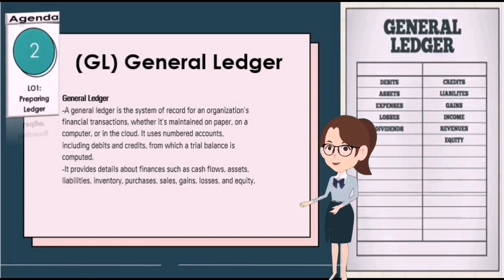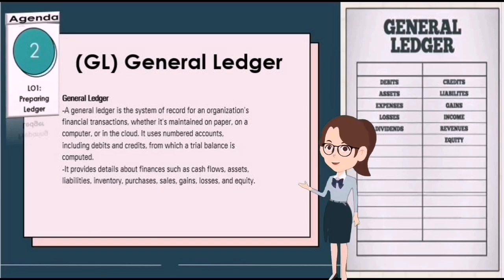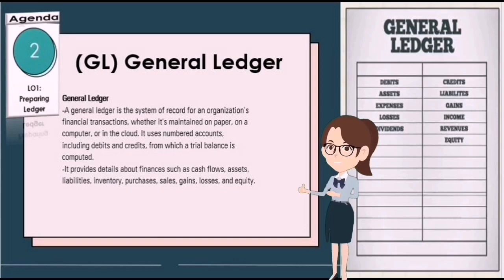The general ledger. A general ledger is the system of record for an organization's financial transactions, whether it's maintained on paper, on a computer, or in the cloud. It uses numbered accounts, including debits and credits, from which a trial balance is computed. It provides details about finances such as cash flows, assets, liabilities, inventory, purchases, sales, gains, losses, and equity.